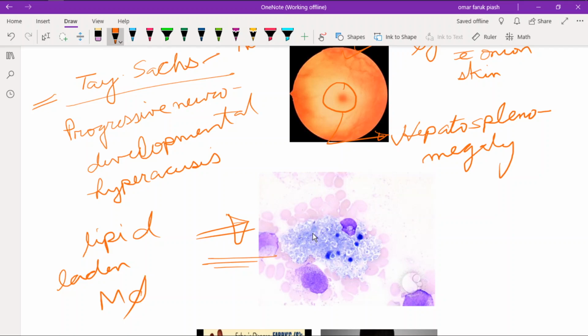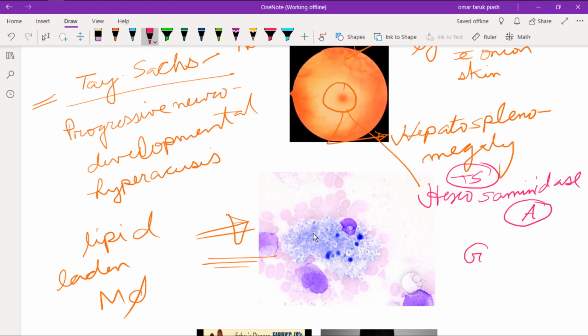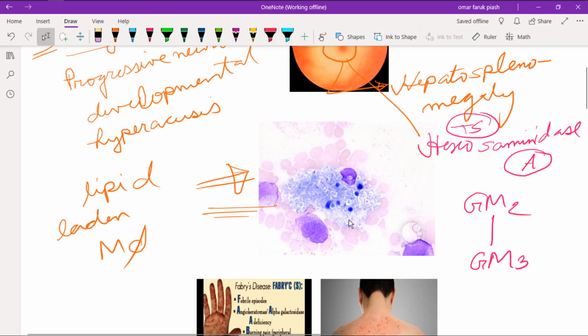You will get this cherry red spot on the macula in both cases. Now, which enzyme is problematic? In Tay-Sachs disease, the enzyme hexosaminidase is deficient. What happens? GM2 ganglioside is converted into GM3 with the help of this enzyme, hexosaminidase. If there is deficiency of this enzyme, then this GM2 accumulates, and this accumulated substance causes these features.